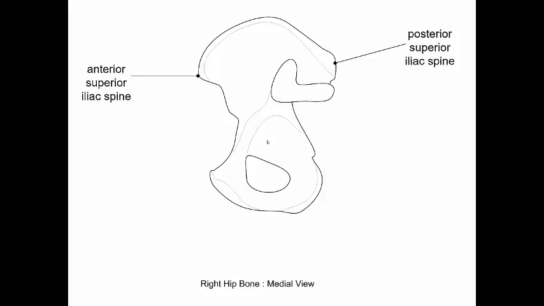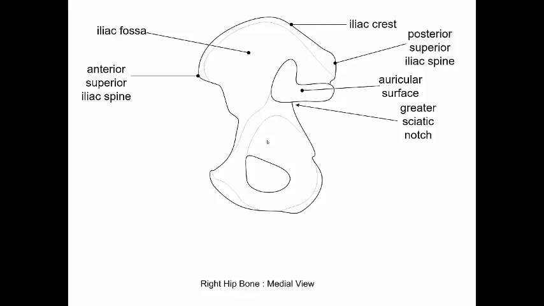On the medial view, we can still see a number of the features that we've just labelled: the anterior superior iliac spine, the posterior superior iliac spine, and the iliac crest in between them. On the medial side, the ilium forms a shallow depression known as the iliac fossa, and just below that is the auricular surface, which is the articular surface that joins the hip bone with the axial skeleton via the sacrum.